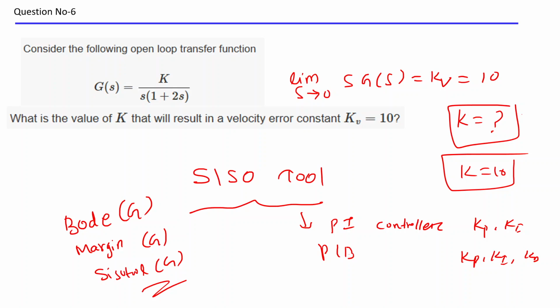Sir, my one question: suppose the graph is given directly in the question, a magnitude plot and phase plot. And suppose I want to use MATLAB, because by only observing the diagram, many times the scales are not mentioned in the assignment. The starting point or the decade frequency points are not mentioned, so it is very difficult to approximate the values, and that's why we may not be able to get the correct answer.